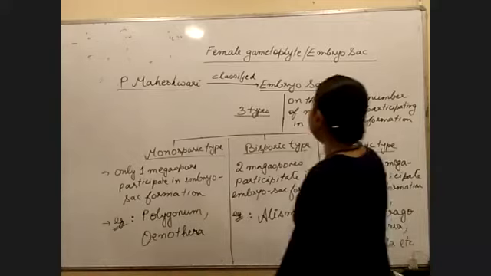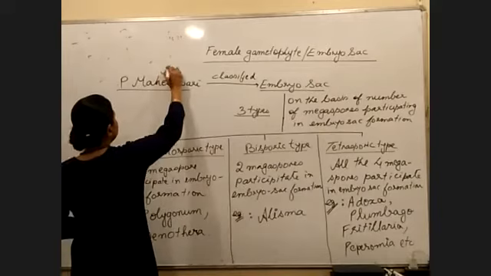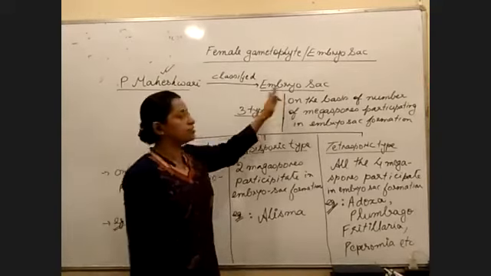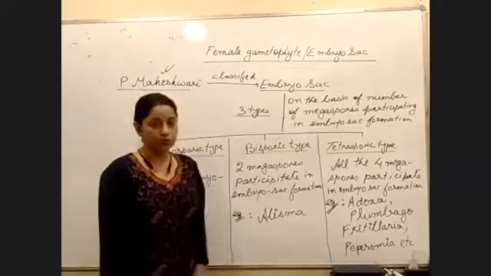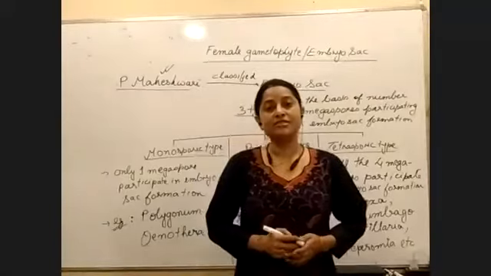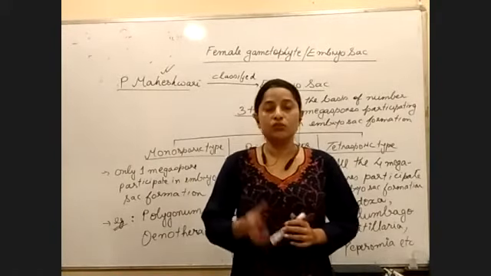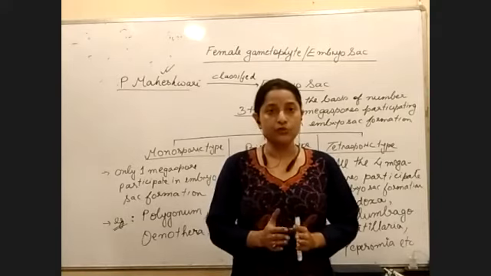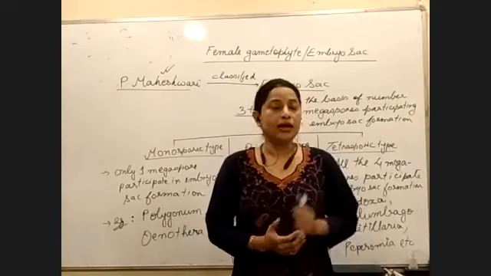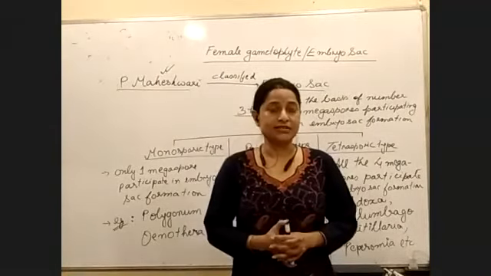So, the female gametophyte or embryo sac: the classification is from P. Maheshwari, so you need to remember. According to Maheshwari, embryo sac could be of three types: monosporic, bisporic, and tetrasporic. On the basis of what have these names been given? Which embryo sac is monosporic, which is bisporic, and which is tetrasporic? I think the line is clear. Are you understanding the statement?